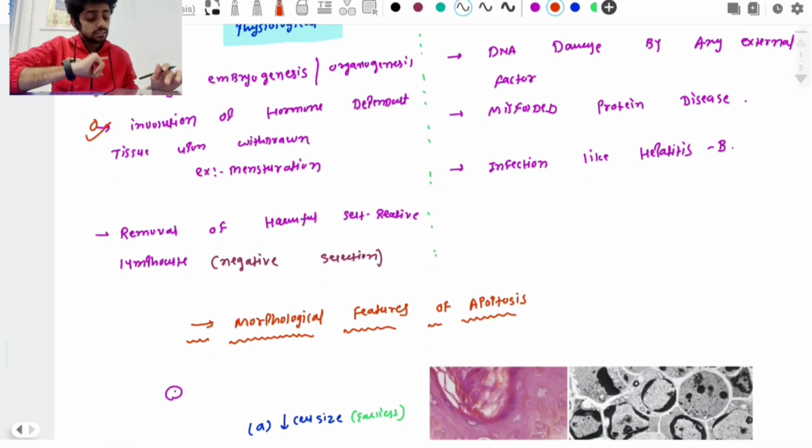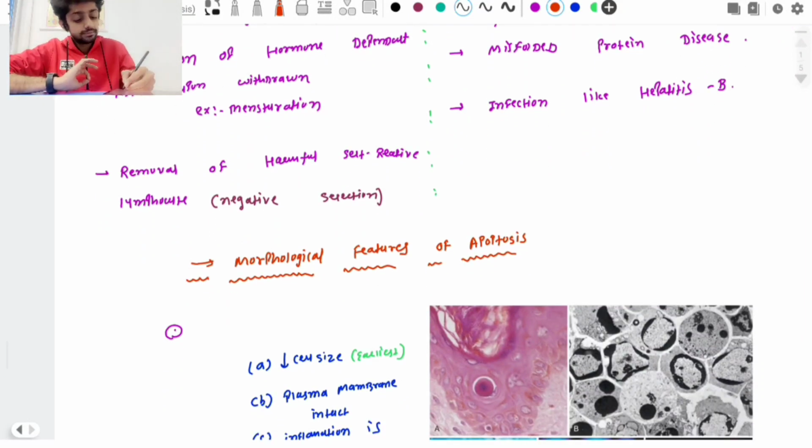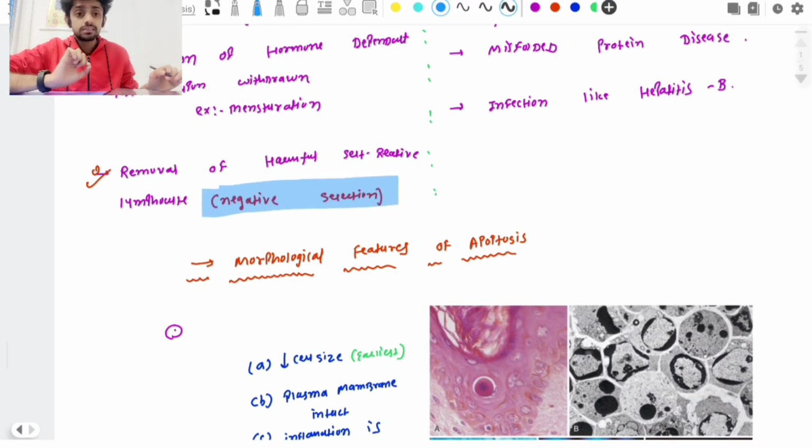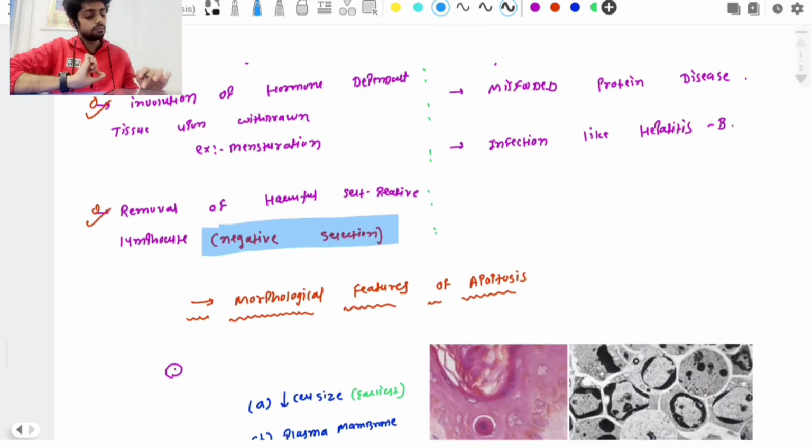The last example is the removal of harmful self-reactive lymphocytes. What is the meaning of this? This process mainly occurs by negative selection. It occurs in the thymus during the development of T cells. For more detail, you can go to the immunology section and see the development of T cells. In that example, you will find it.